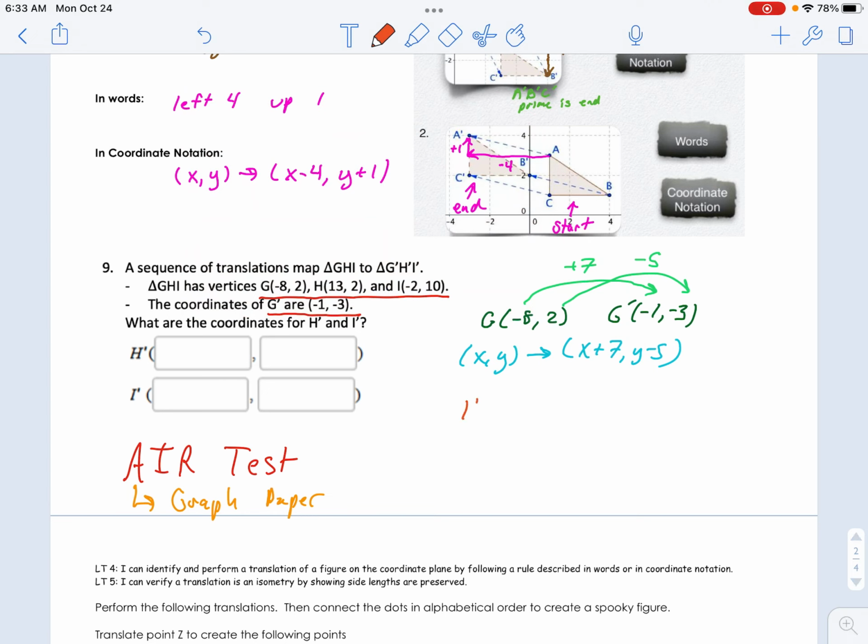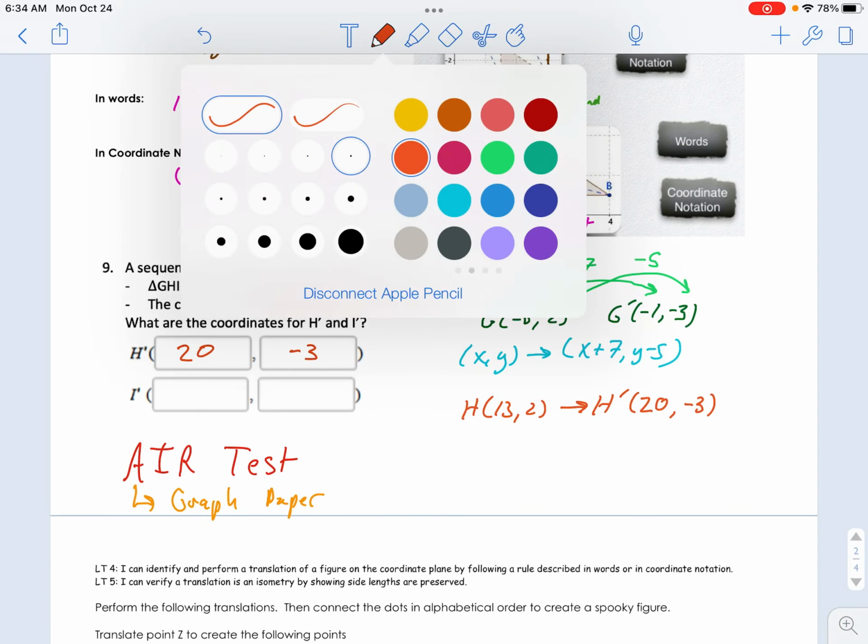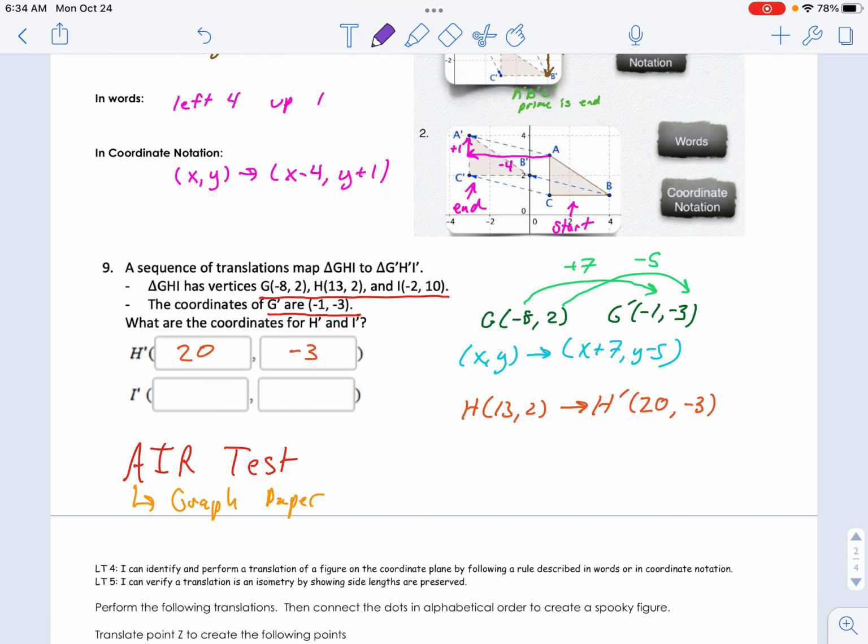So if I want H is 13, 2, okay, plugging it in there, I can say, well, H prime will be 13 plus 7, 20, 2 minus 5, negative 3. And then I could say I is negative 2, 10, plugging it into that rule, negative 2 plus 7, 5, 10 minus 5, 5, so 5, 5.